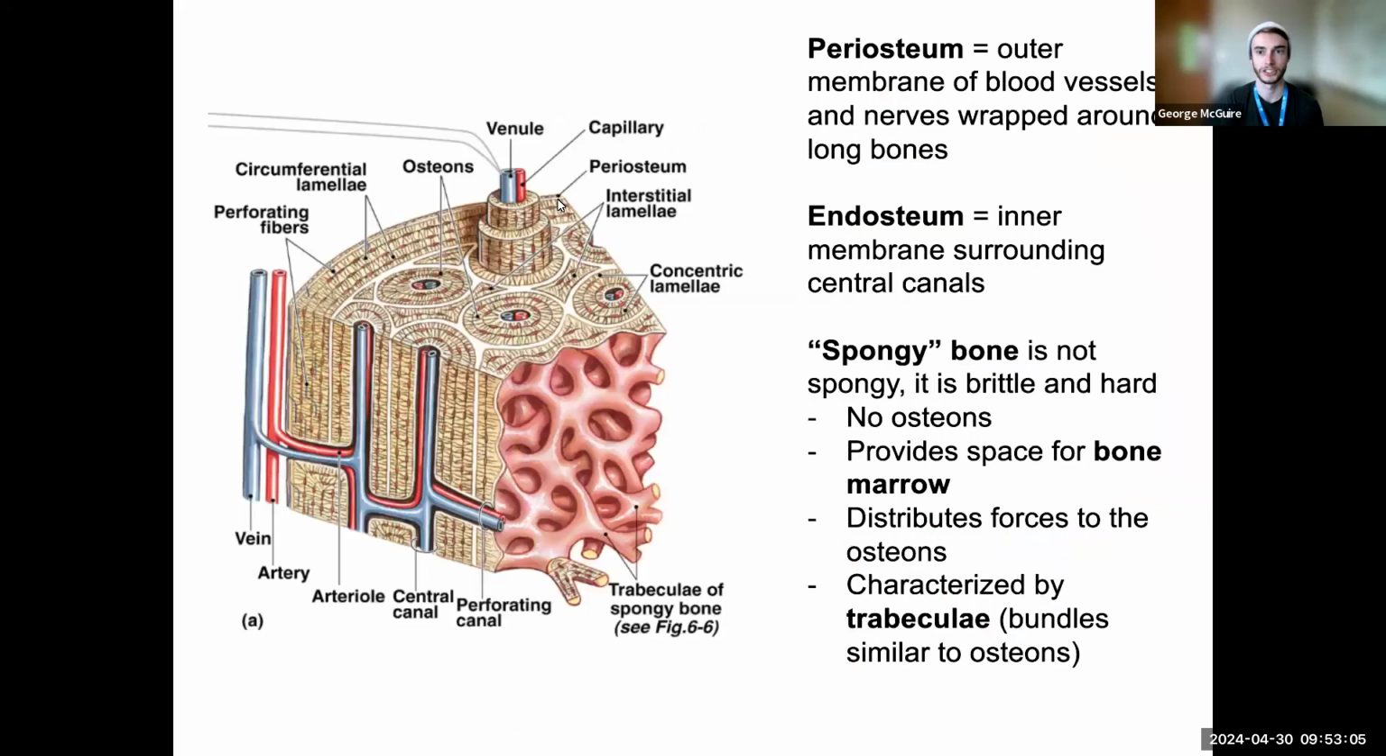So you can see that organization a bit better here. So there is the periosteum going around the circumference. And then surrounding these central canals, we have endosteum. And I believe these other white layers would also be considered endosteum. Don't hold me to that.